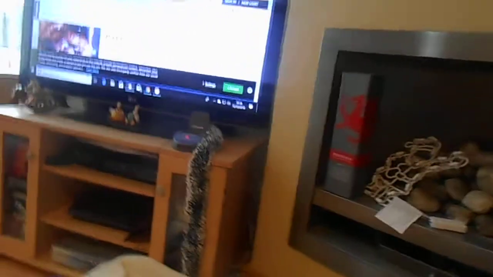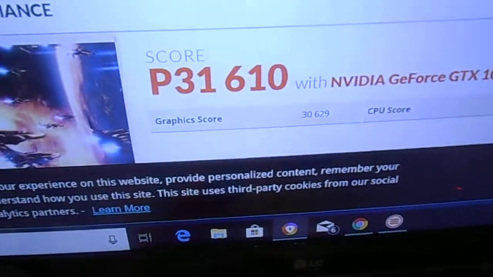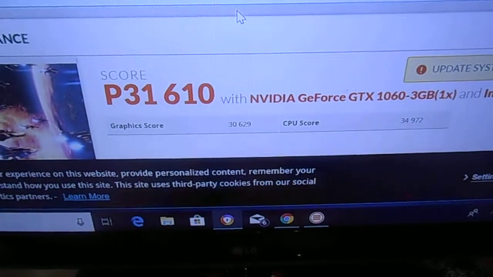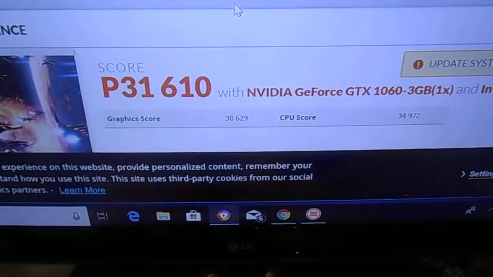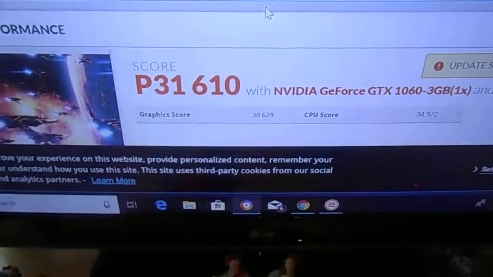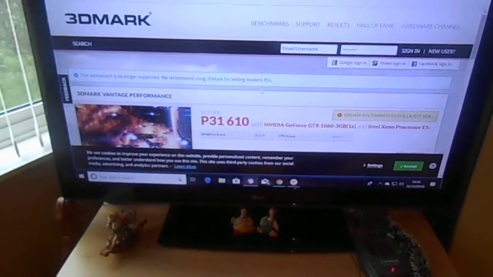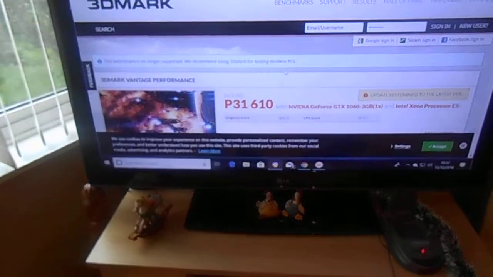31,610 3DMarks on a GTX 1060. CPU score 34,974 and the graphics score 30,629. Well, that's a bit of a bugger because it means the only Christmas present I can really get is some RAM. The CPU's actually performing really well.